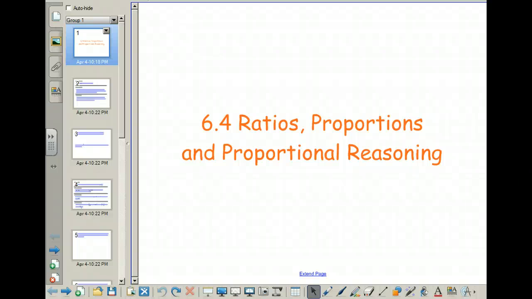All right, we're going to take a look at 6.4. 6.4 has several different things in them, but they're all related: ratios, proportions, and then proportional reasoning. The first thing we're going to take a look at is what a ratio is.